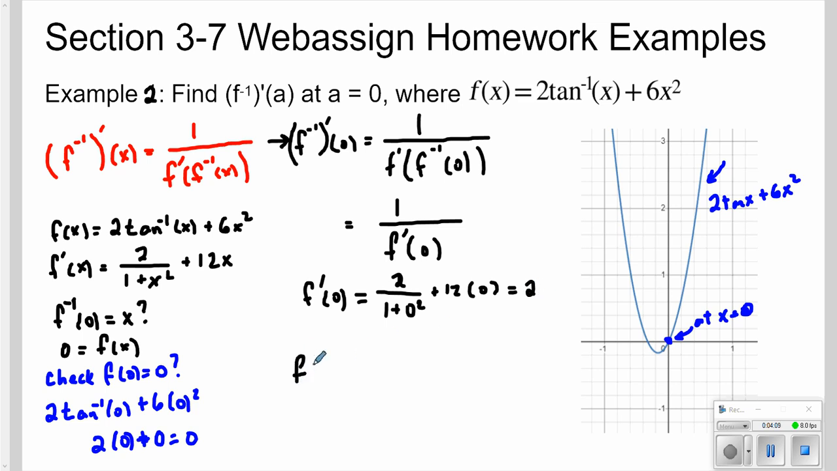So, using our theorem right here, f inverse prime at 0 is going to be 1 over f prime of 0, which we decided was equal to 2. So our slope is 1/2 at this particular point. And we're done.